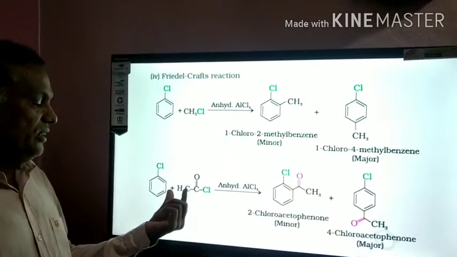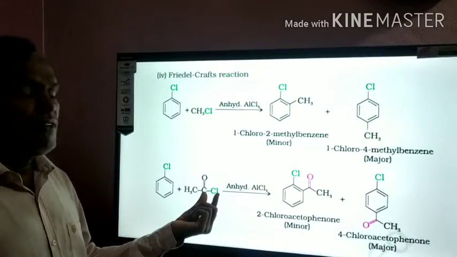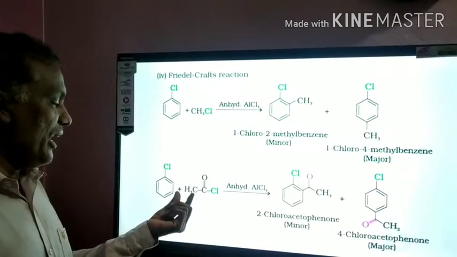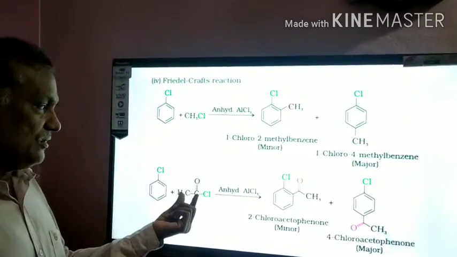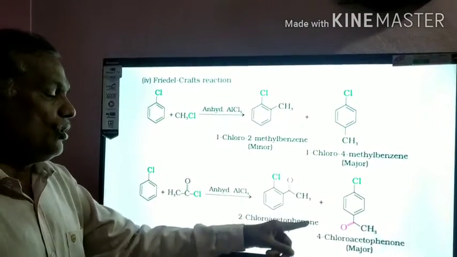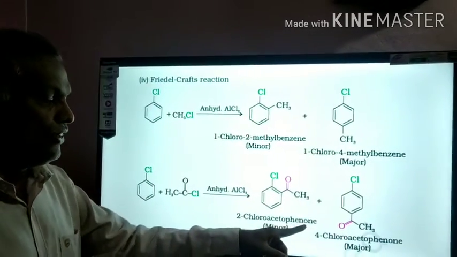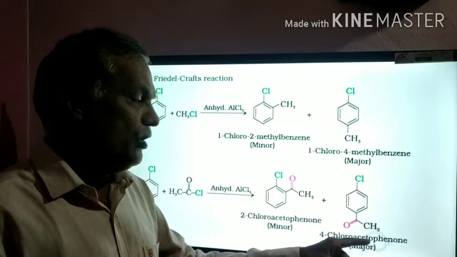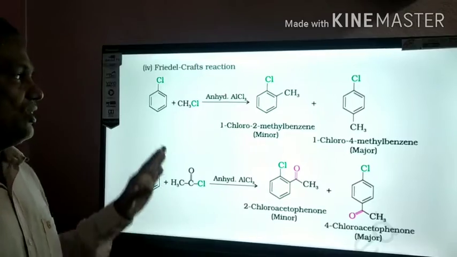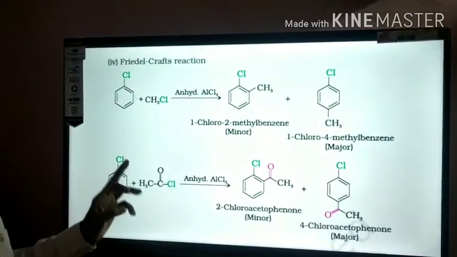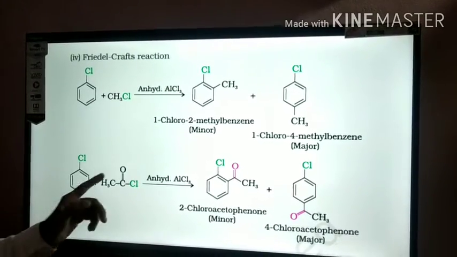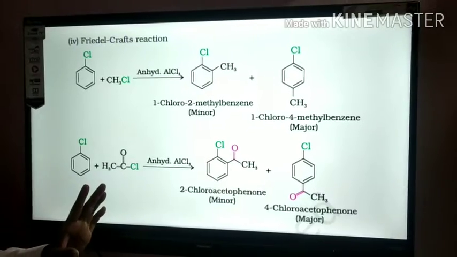Similarly, for CH3COOH, if the OH is replaced by chlorine, that is called an acid chloride. Using an acid chloride means acylation. What will it give? It will give 2-chloroacetophenone, a ketone, and 4-chloroacetophenone. Out of these two, this one is the major product. So this is also Friedel-Crafts alkylation and acylation. Just remember, alkylation means we use an alkyl halide, and acylation means we use an acid chloride.